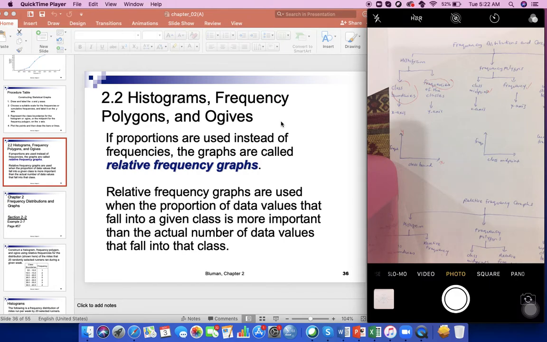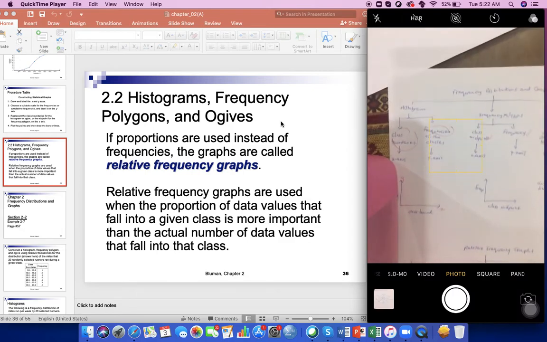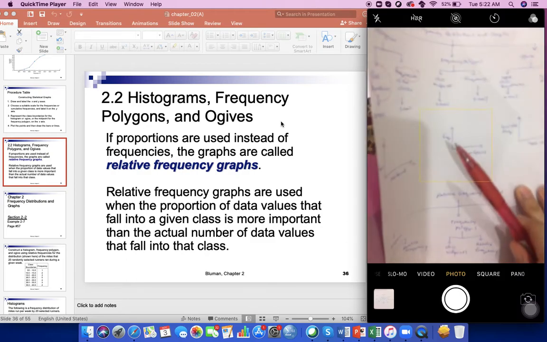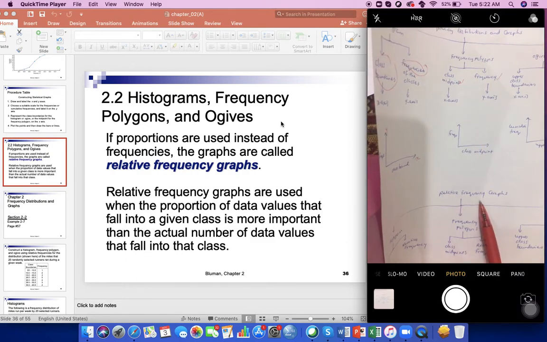Okay, let's continue with the relative frequency. So this one is frequency distributions and graphs. The second one is the relative frequency graph. So what is a relative frequency graph?